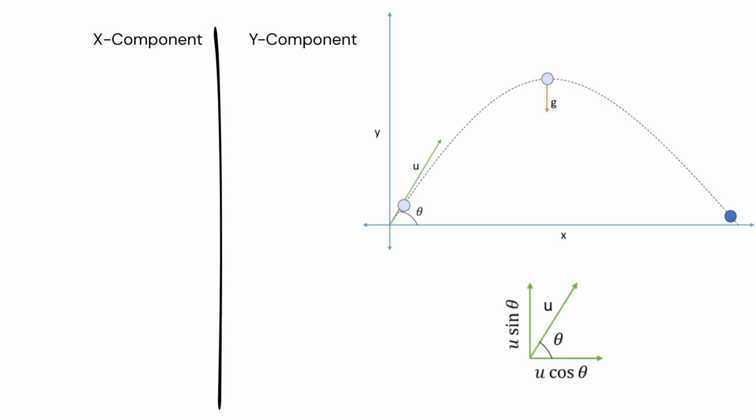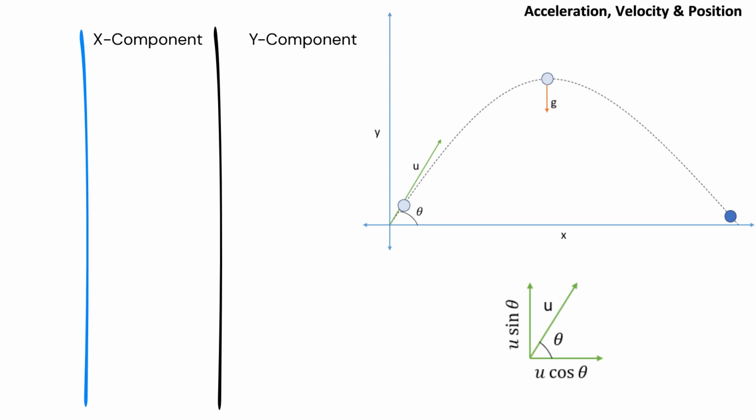Having understood this, let's start writing down the components of acceleration, velocity, and position on the x and y axes. Firstly, regarding acceleration, since there is no acceleration on the x-axis, the acceleration a is equal to 0 on the x-axis. However, the projectile experiences an acceleration due to gravity in the negative y direction, so we have a equals negative g.